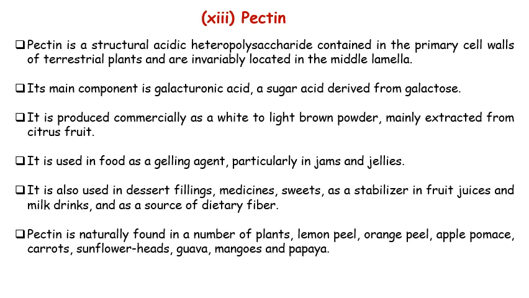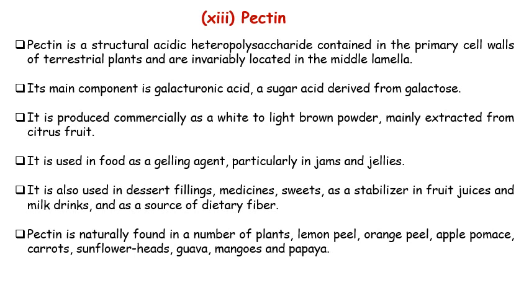The next mucilage is pectin. Pectin is a structural acidic heteropolysaccharide which is contained in the primary cell walls of terrestrial plants and is invariably located in the middle lamella. So this pectin is present in the primary cell wall of land plants, and it is also found in the middle lamella and makes the structure more hard.